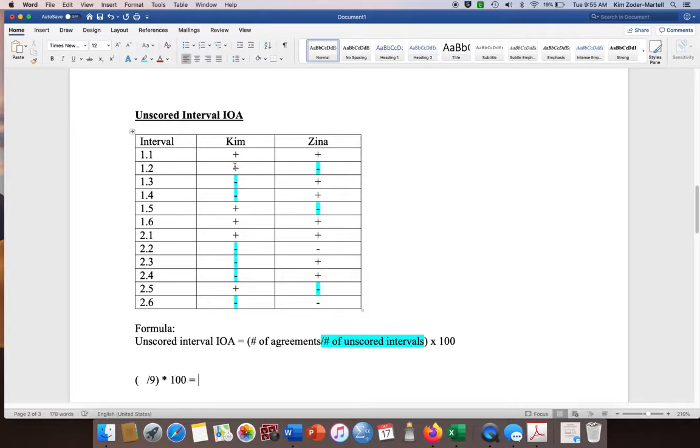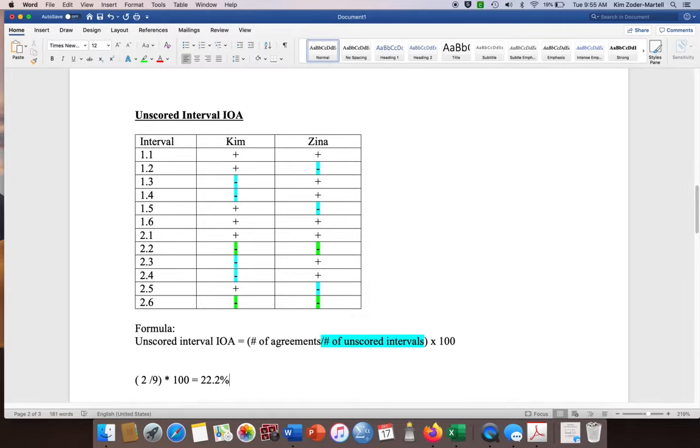And now let's count the agreements. So this is a disagreement, a disagreement, a disagreement, a disagreement. Oh, look at this. We have an agreement. Disagreement, disagreement, disagreement, and an agreement. So our agreements are 2 over the unscored intervals, which is 9. You divide 2 by 9, and you get 0.22. Multiply that by 100 to wind up with 22.2% IOA.